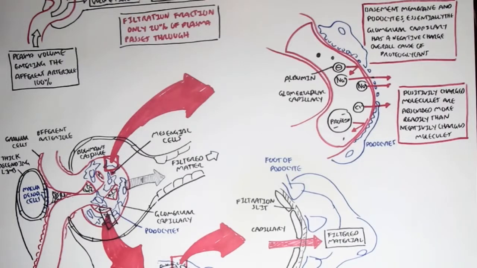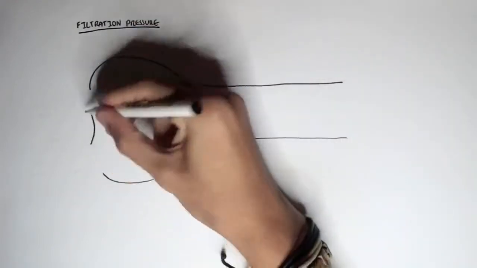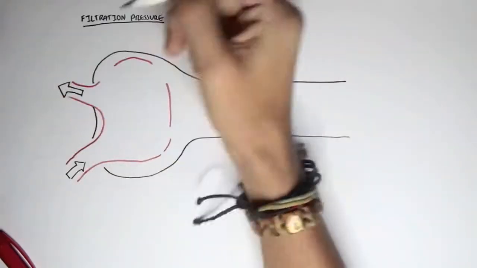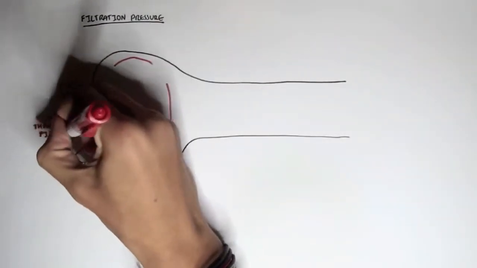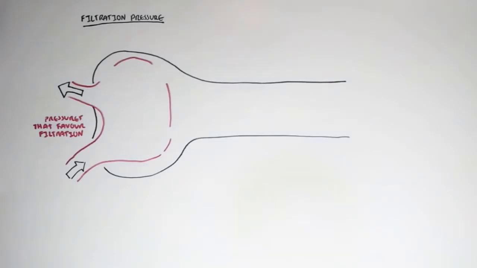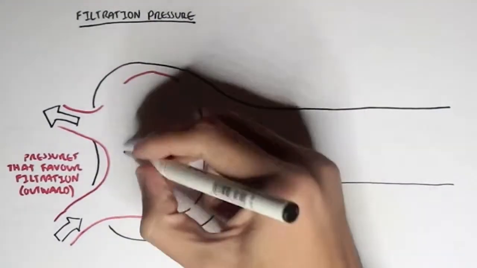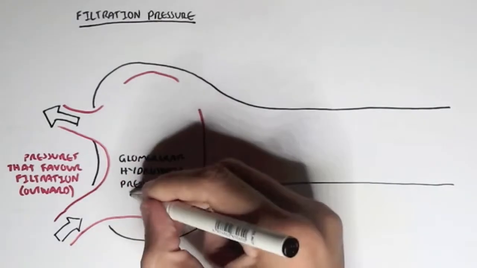Okay, so we know that substances can move from the glomerular capillary into the nephron because of these filtration slits. But what causes them to move from the glomerulus into the nephron? Well, pressure causes them to move. So let's look at filtration pressure and how it causes these substances to move from the glomerulus into the nephron. Sorry, I'm saying glomerulus and nephron like 20 times. So here we have the head of the nephron, the Bowman's capsule, and the glomerular capillary. Afferent arteriole going in and efferent arteriole going out. Let's first of all look at the pressures that favor filtration, which is outward movement, out of the glomerulus. And this pressure which favors filtration is known as the glomerular hydrostatic pressure, abbreviated P for pressure, GH. And this is about 60 millimeters of mercury.